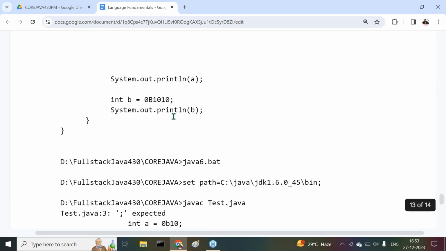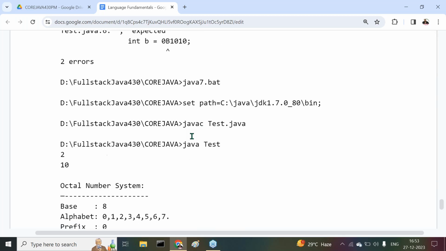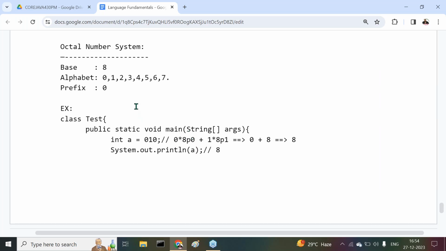Some examples were given, and we understood it clearly programmatically. Next one is the octal number system. Here base value is 8, alphabet is 0 to 7. Remember it, 8 is not included in the octal number system, even though base value is 8, digit 8 is not included. Its value will be 0 to 7 only. The prefix value we have to remember: it is a 0, not the letter o. Understand it now? Not the letter o.